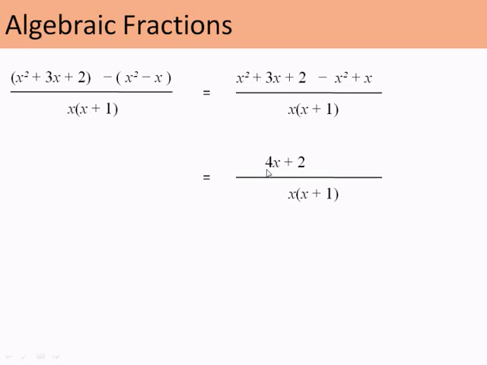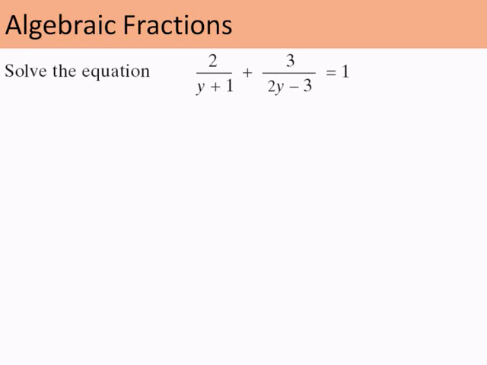4x plus 2 on the top can be factorized because both of those things divide by 2. So I can write that top bit as 2 times 2x plus 1. And now that I've got it in that form, I've completed the question, because the question was to show that that whole thing came to 2 times 2x plus 1 over x times x plus 1. So I've shown that it's that as given and completed the question.